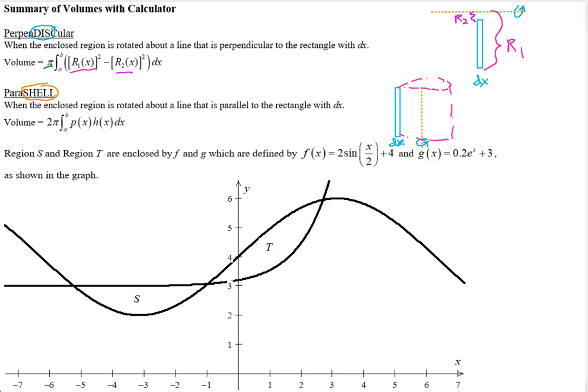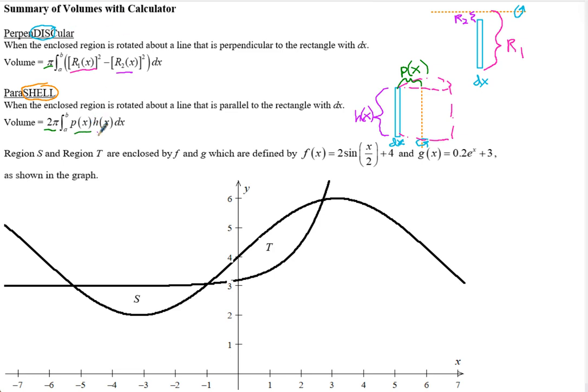And the radius on the shell method, we call p of x, goes from the axis of revolution to the rectangle. And the height we usually refer to as h of x, is the top minus the bottom of the rectangle. That's the height of the cylinder. So with the shell method, instead of a pi on the outside, we have 2 pi. And then we just take p of x, which would be the right minus the left, and wherever your rectangle is, x. And h of x would be the top minus the bottom of the rectangle. And those you just multiply together.